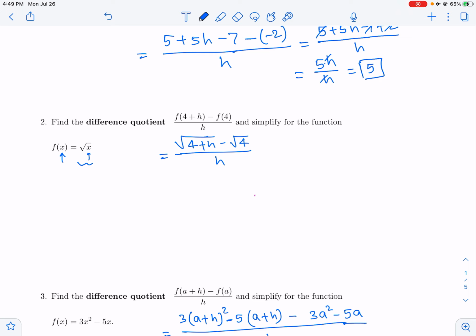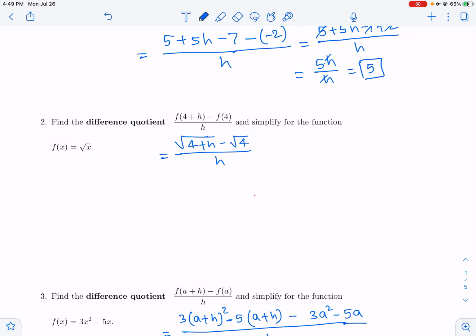The square root of 4 is 2, by the way, but this is not 2 plus root h, okay. I cannot take the square root of 4 plus h and say it is 2 plus root h, that's not true, we cannot do this, because the square root will be cancelled only when we have a quantity squared inside.